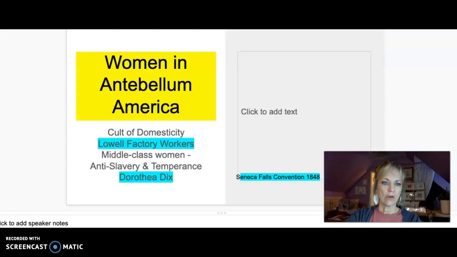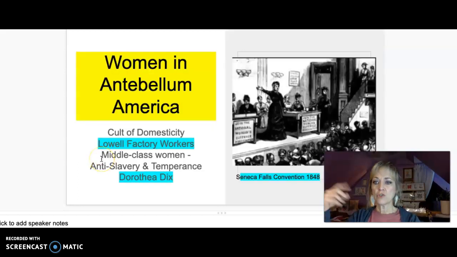When it comes to women, remember that the term antebellum America means right before the Civil War, this 20, 30-year period before the Civil War. 1848, which ends time period 4, is significant for a couple of reasons. Number one, it's when the Seneca Falls Convention happens, which is the first ever women's rights convention ever held, at Seneca Falls in New York.